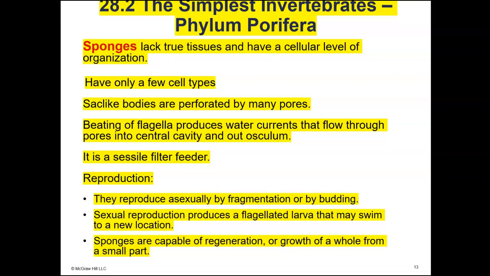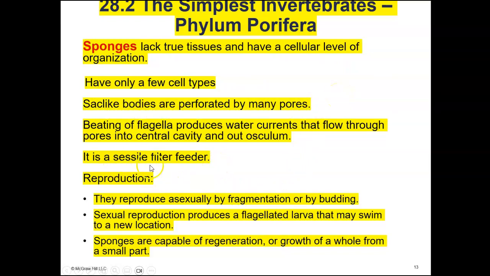Now, our first phylum is the phylum Porifera, and the only animal in that phylum is the sponge. So these are our simplest animals. They don't even have true tissues, so they lack the tissue level of organization. And they only have a few cell types. They have sac-like bodies that contain many pores, which makes them sponges.